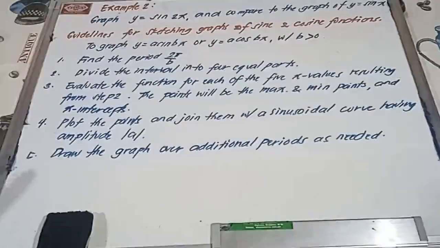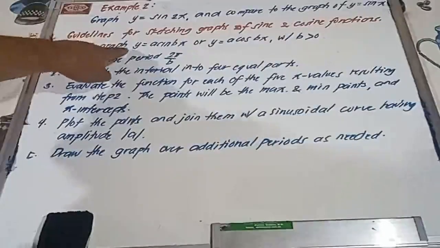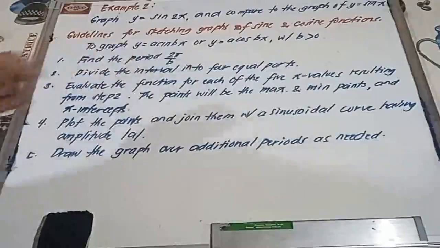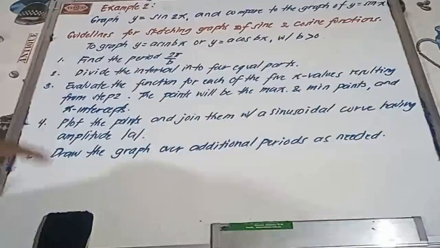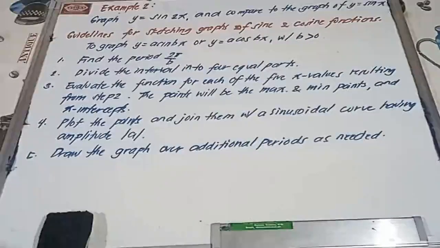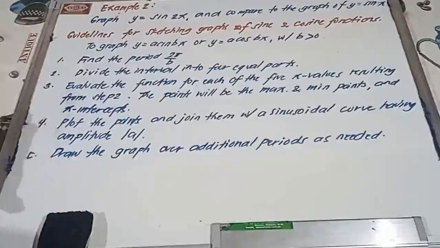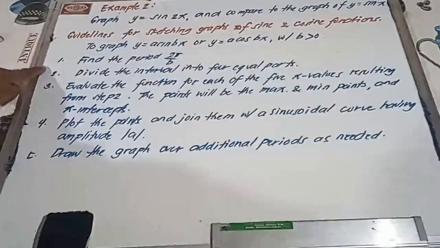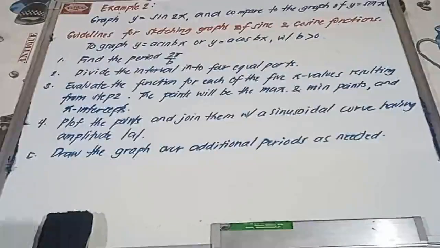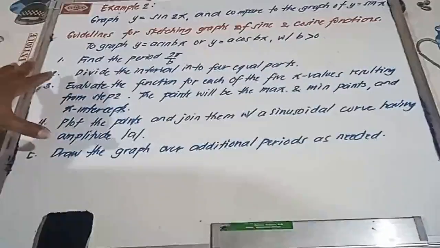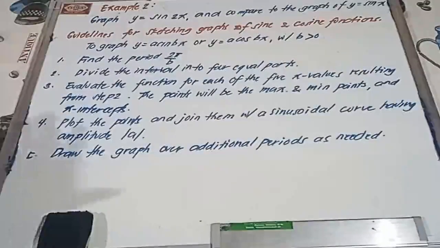Now, to graph the said functions, the sine and cosine functions, we have here 5 steps to be followed. If we graph y equals a sine bx or y equals a cosine bx with b greater than 0, we have 5 rules to be followed. We have number 1, we're going to determine the period. The period is 2 pi over b. And after that, we're going to divide the interval into 4 equal parts.